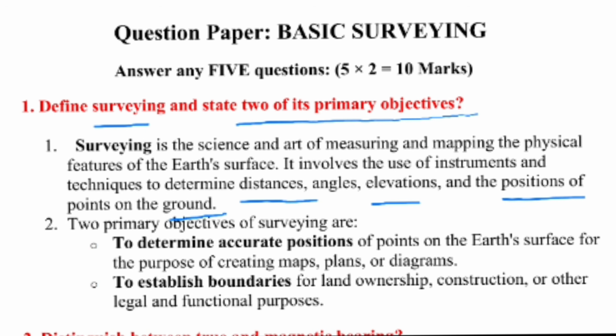And the two primary objectives are to determine accurate positions, to use them on the earth's surface for maps, plans and diagrams, and to establish boundaries, like construction of walls and boundaries, and all legal and functional purposes. So you can write this answer.